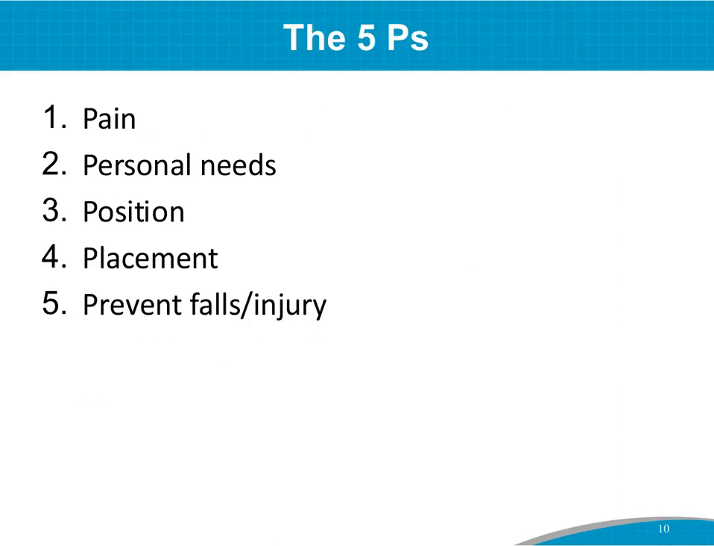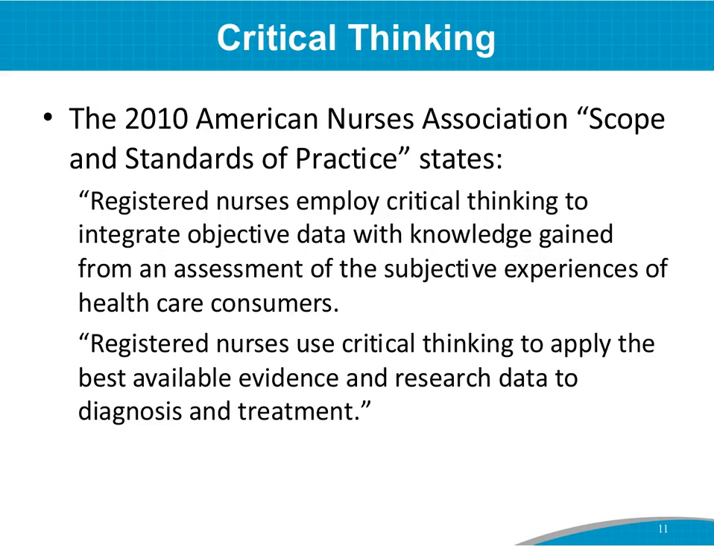So one of the things that we implemented, and I think a lot of people are using this now, are the 5 Ps, where we think about pain, personal needs, positioning of the patient, placement of their personal items, and then preventing falls and injury when we round. So what we're trying to do here at UCLA is to really incorporate critical thinking into the 5 Ps.